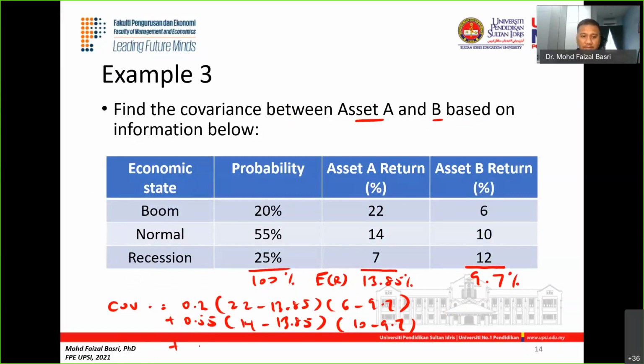And the third one is plus 25%, 7 minus 13.85, multiply with 12 minus 9.7. So please help me to get the total of this covariance. Solve line by line, so 20% or 0.2 times the difference times the second difference, then plus the second line and the third line. What would be the total covariance?